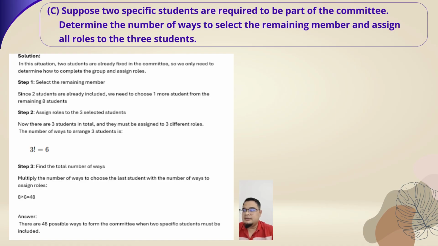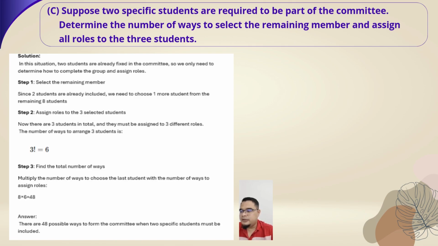First step, select the remaining member. Since 2 students are already included, we need to choose 1 more student from the remaining 8 students. Step 2, assign roles to the 3 selected students. Now there are 3 students in total, and they must be assigned to 3 different roles. The number of ways to assign them is as we show now.